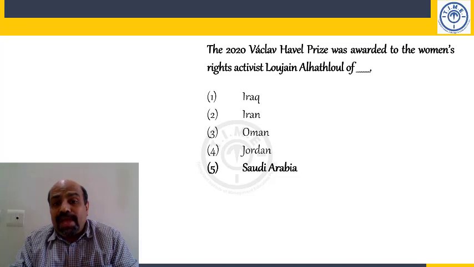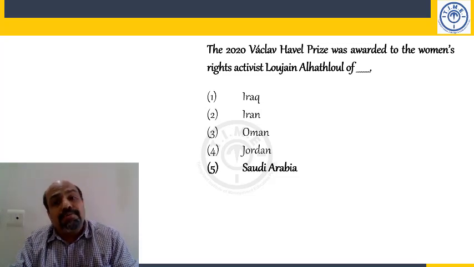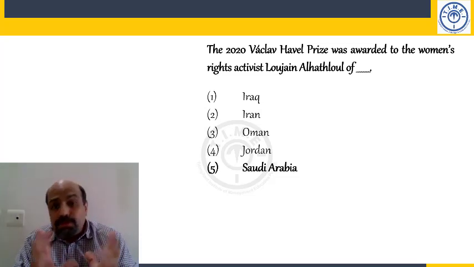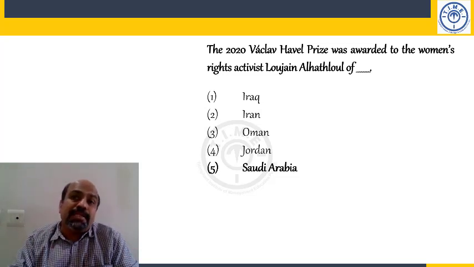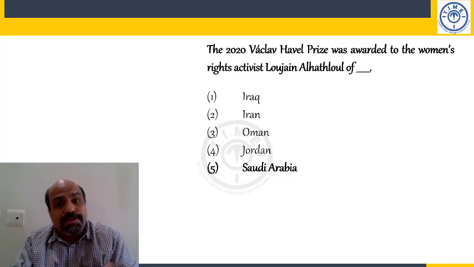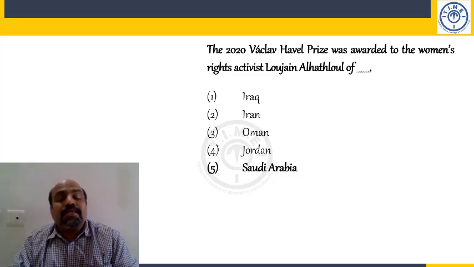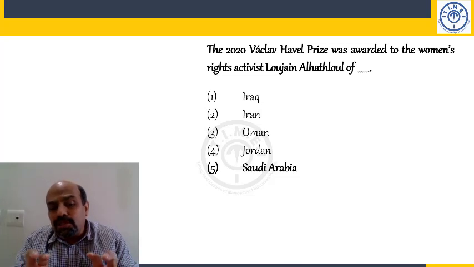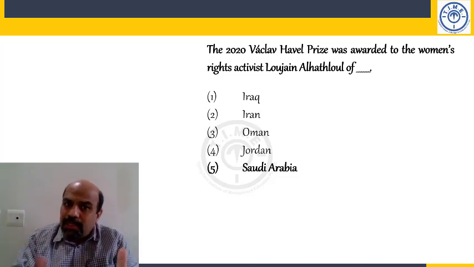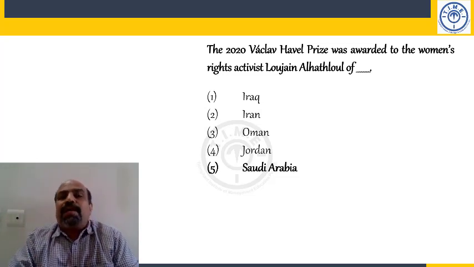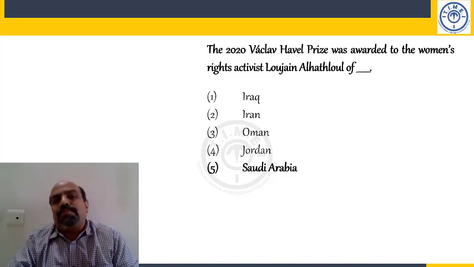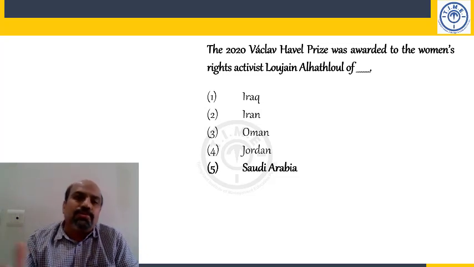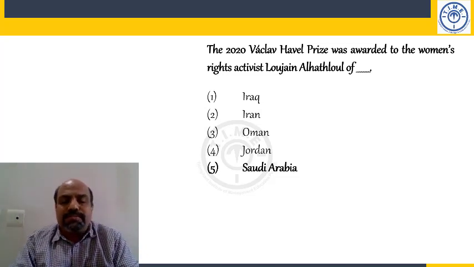Who was Vaclav Havel? Well, this guy was the president of Czechoslovakia. In the late 1980s and early 90s, there was a country called Czechoslovakia. It broke up in 1993 into two parts, Czech Republic and Slovakia. This Vaclav Havel became the president of Czech Republic. He was there between 1993 and 2003.